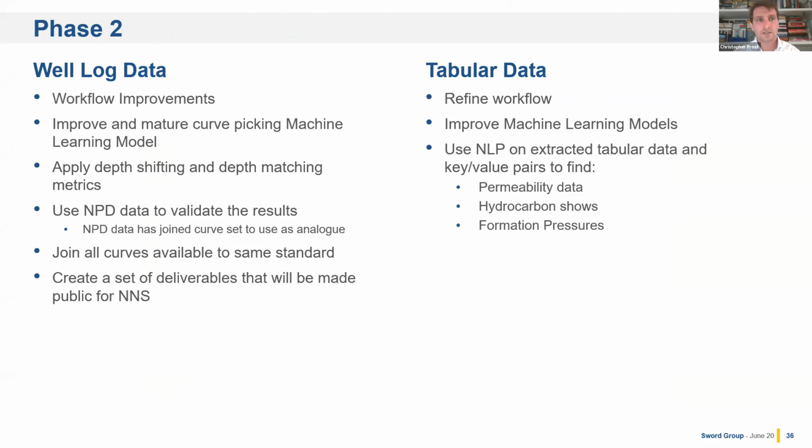So on the log data side, we're looking at improving our workflows, improving and maturing the curve picking machine learning models, apply a thorough depth shifting and depth matching metrics. We would like to use the MPD data from that is joined to the Blue Book standard as kind of an analog to what good looks like and what it doesn't look like, so that we can publish some results on how good that data is.